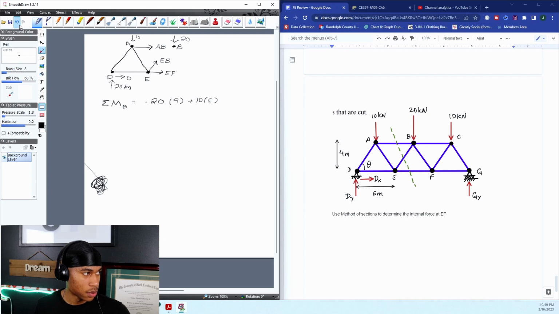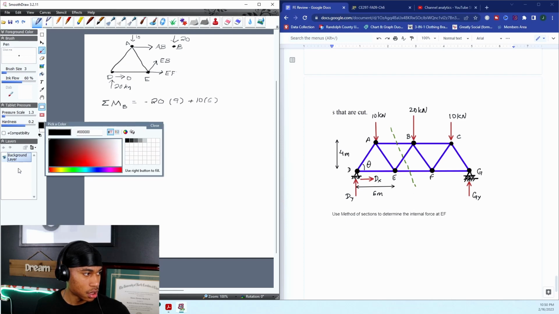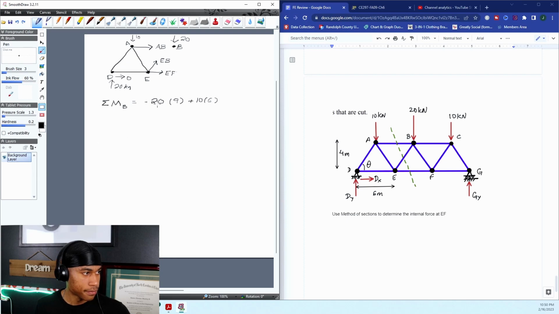I just knew my colors were gonna change. So good.